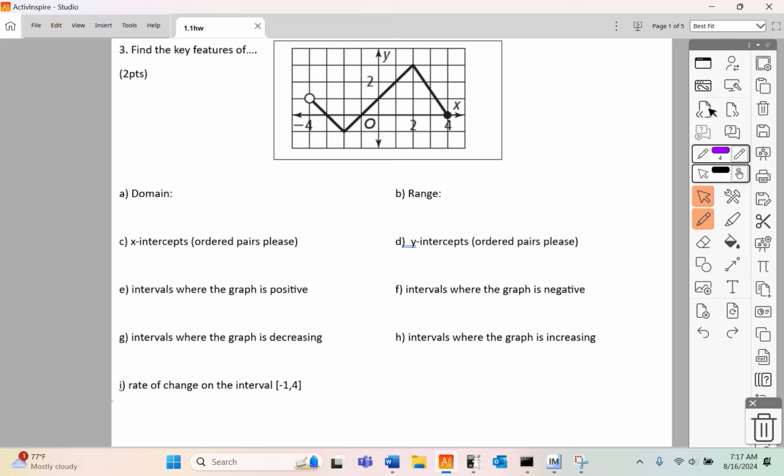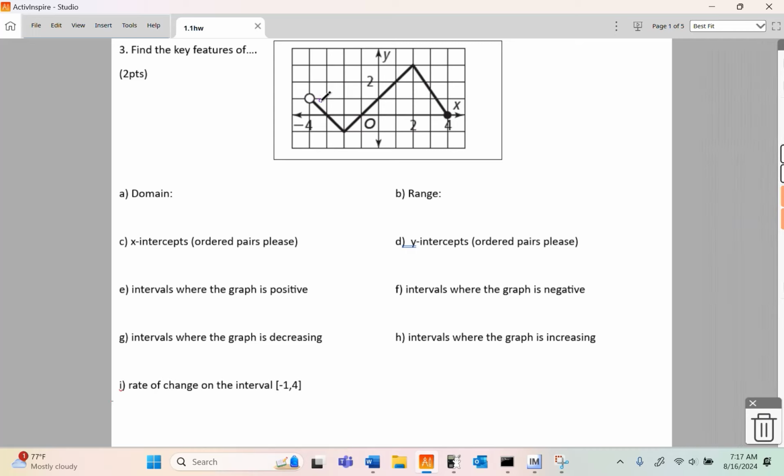Its domain goes from -4 to +4. However, you can't actually put your pencil on -4 because there's a hole there, so we're going to use parentheses. There's nothing there. Seems kind of funny, but you can see a nice solid dot at 4. Somebody filled that in with a pencil.